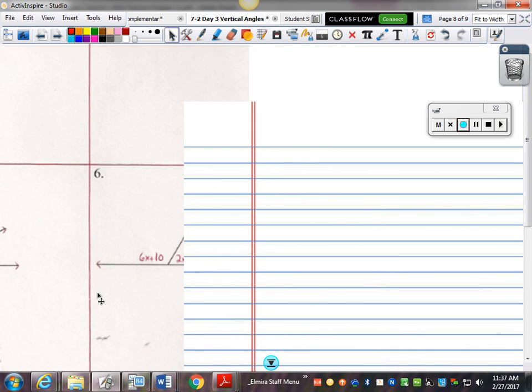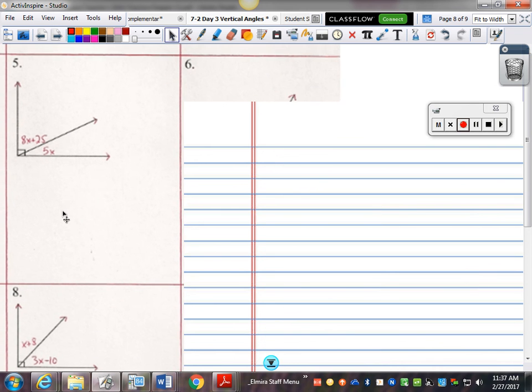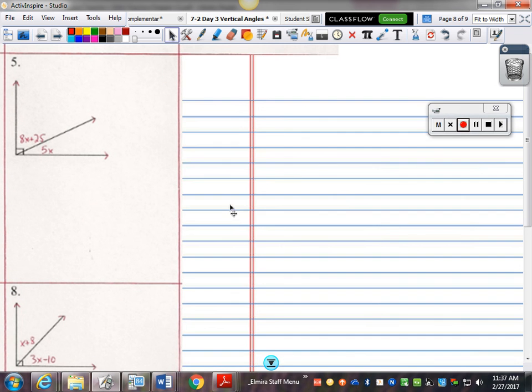Let's find, here we go. Here, let's do number 5. All right, in number 5, I see a right angle. A right angle tells me complementary. That tells me this angle, I'm going to label it right in the diagram, plus the other angle equals 90, because we got that square in the corner. So that's what I'm going to set up on my paper.